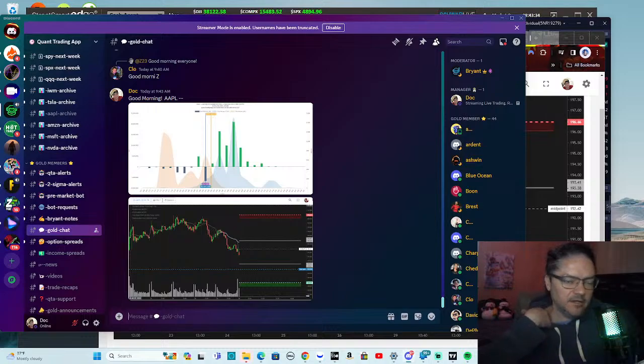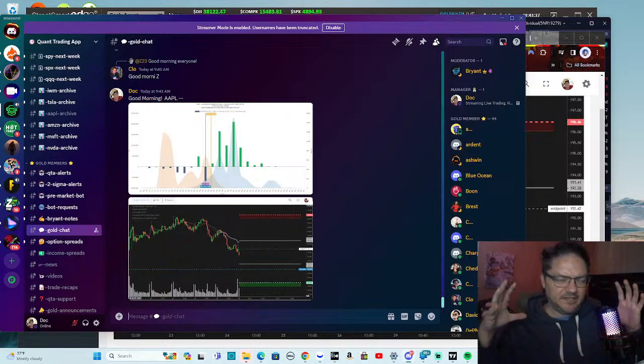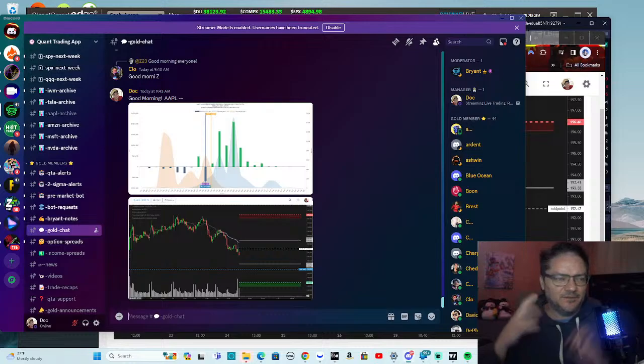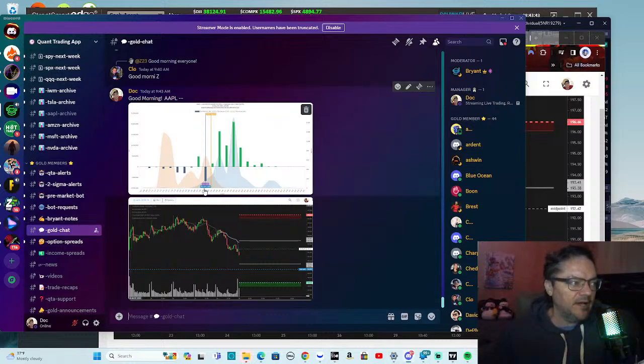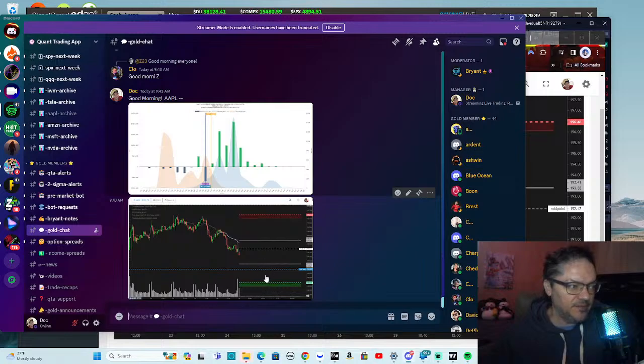So now I'm consolidating the information into 2 screenshots. So people can look at this and say, oh, we have Confluence here on Apple. That's interesting. And on the negative GEX, we have a downward move in Apple. We have space. We have room. They can all see it in one kind of shot. So this is what I do all day to help out the rest of the traders in quant trading app.